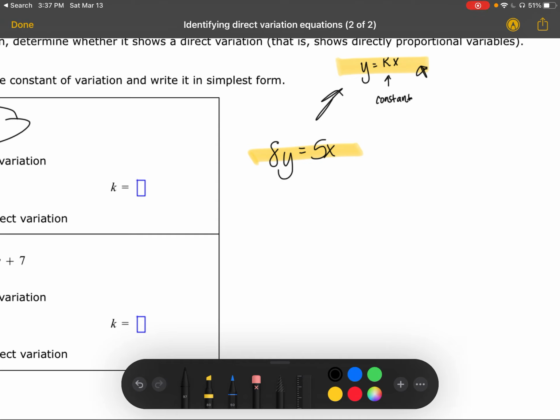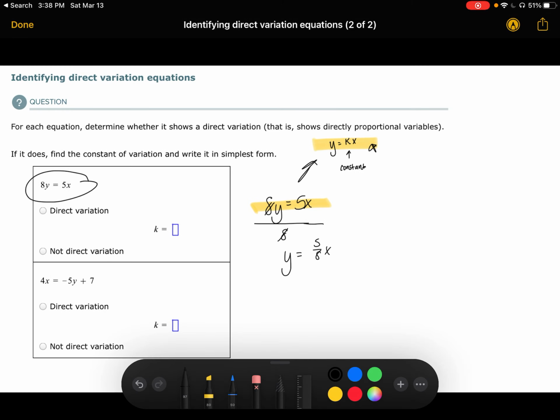So what you're going to do is divide by 8 to get the y by itself, and I'm going to divide on both sides. So that crosses out, and I'm left with y equals 5/8 x. Now, does that work? Well, y equals 5/8 x.